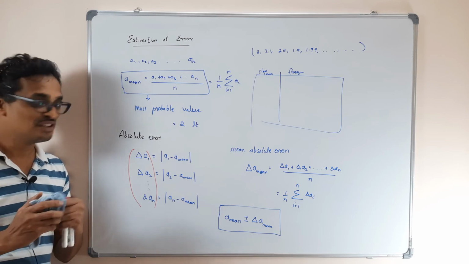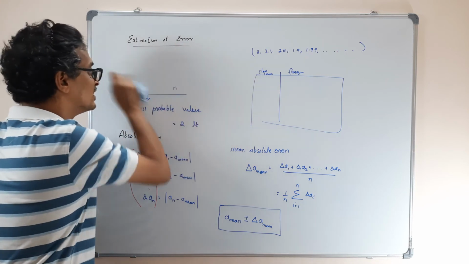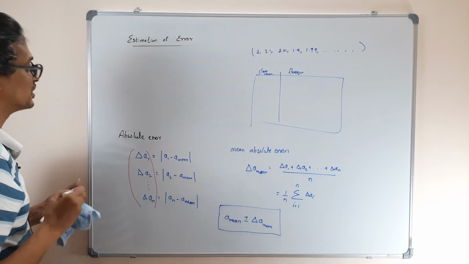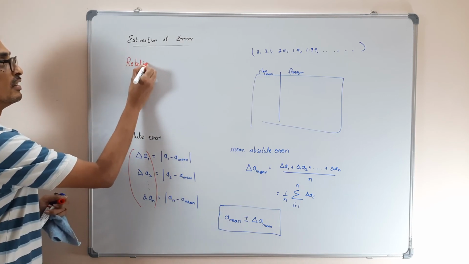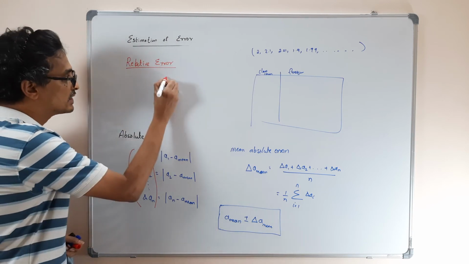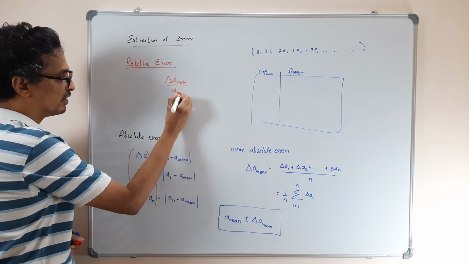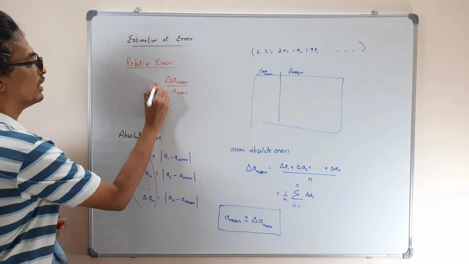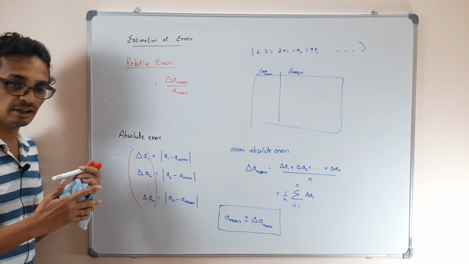So when I ask whose experiment gives a better precision answer, there comes what you call the relative error. The relative error is an interesting quantity. What is it? Relative error is delta A mean by A mean. Do they have a symbol for that? No, they didn't have a symbol. So this is what they call relative error.